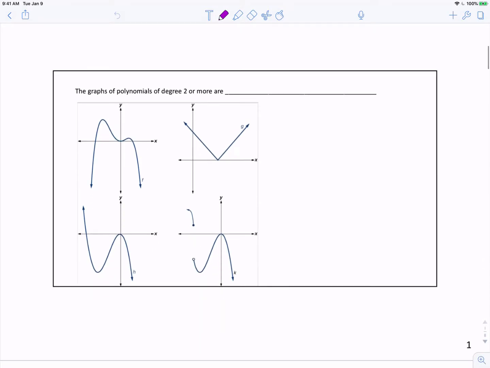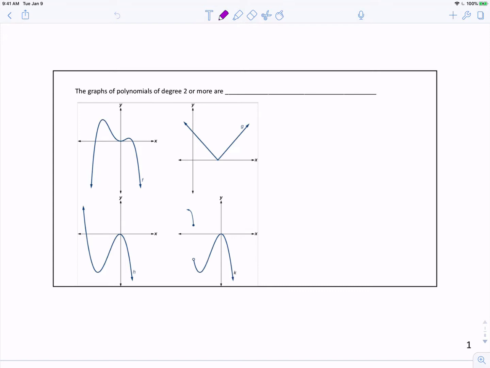Some of this will be a little familiar because we just did quadratic functions, and quadratic functions are polynomial functions of degree 2. So in this section, we kind of extend that to polynomial functions of degree greater than 2, but some of this will sound familiar.